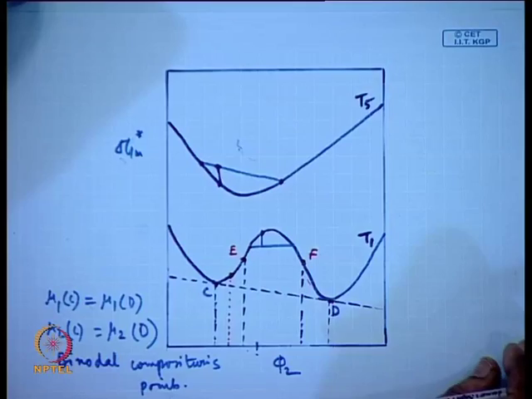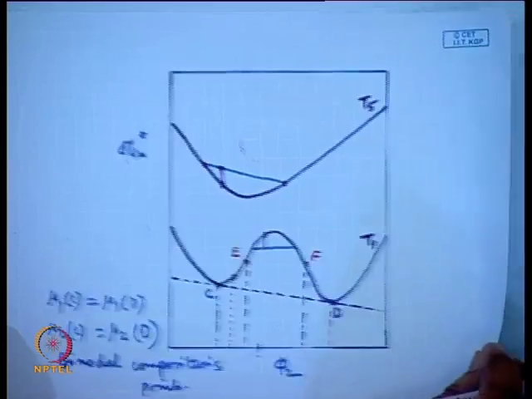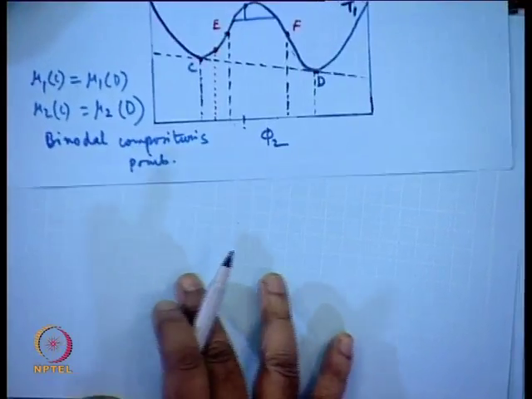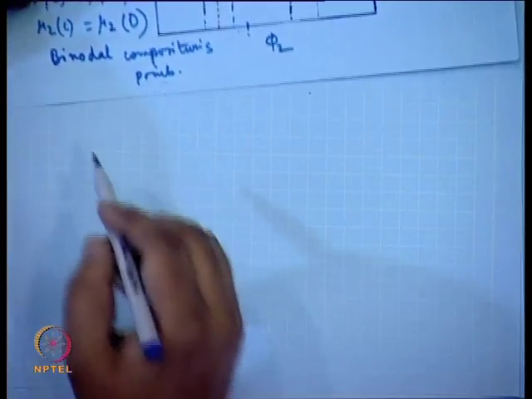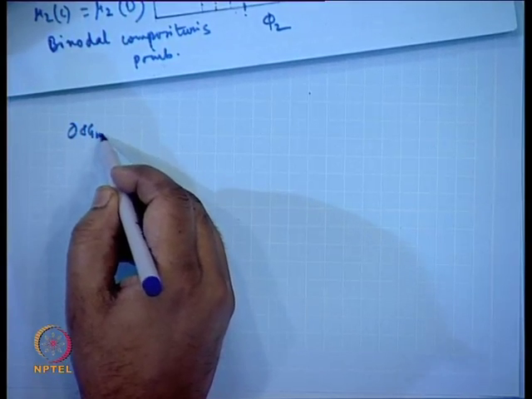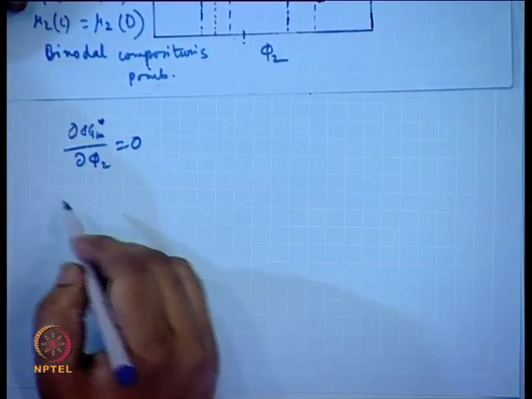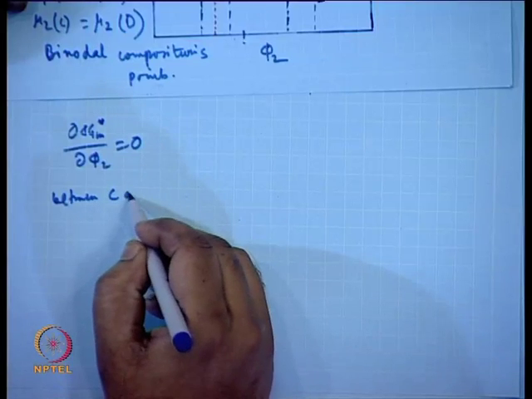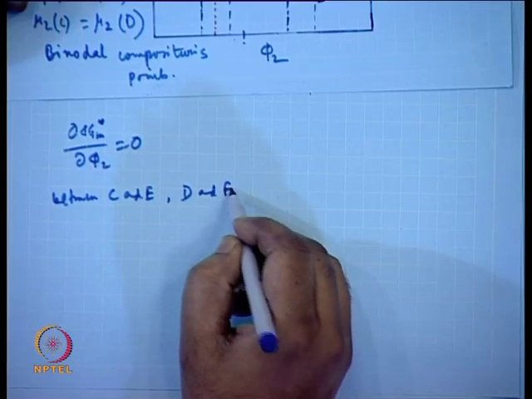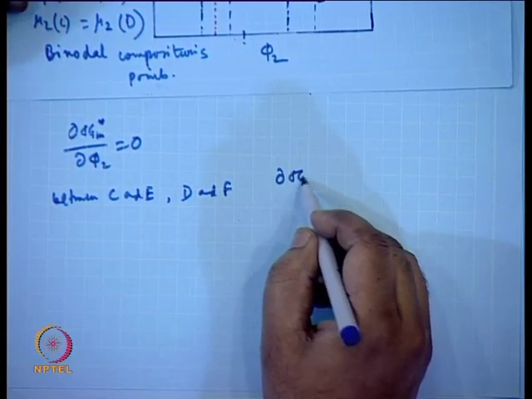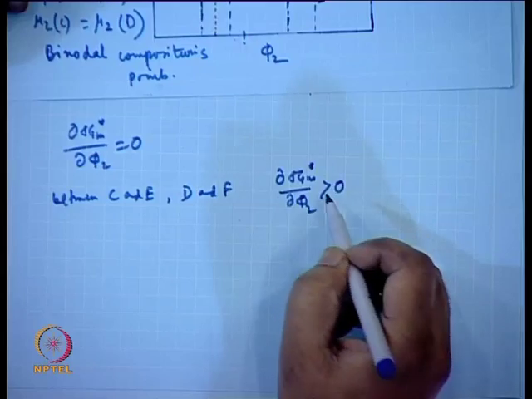Now, between C and D, you can clearly see that C and D are the binodal points, where the slope is 0. Between C and E, and D and F, the slope is changing in a positive way. So, d phi 2 would be greater than 0.